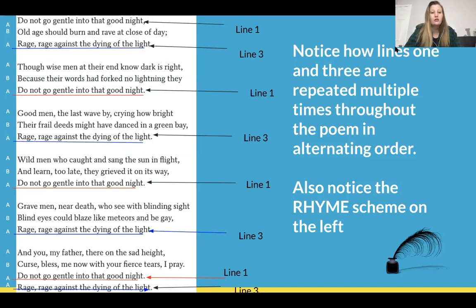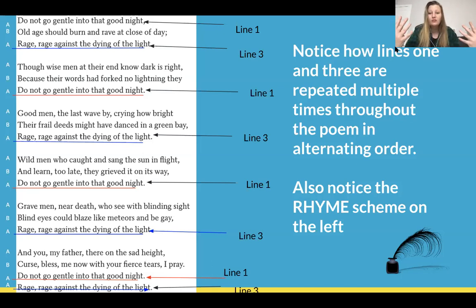Okay, and he goes through a list of different types of men, all of whom have lived their lives and are now facing the end, and they are all fighting against death, and he is encouraging his father to do the same, right? He talks about wise men, good men, wild men, and grave men, and sort of equalizes all of them. Death has a tendency to equalize all of us, right?